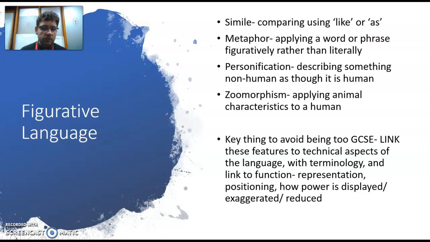And you want to link to function. Again, how does it represent the issue? How does it position the audience or the author? How is power displayed or exaggerated or reduced? So the woman barked, for example, it represents her in a certain way, and it perhaps takes some power away from her, or in certain contexts you could argue it gives her power. It shows the threat that she poses.